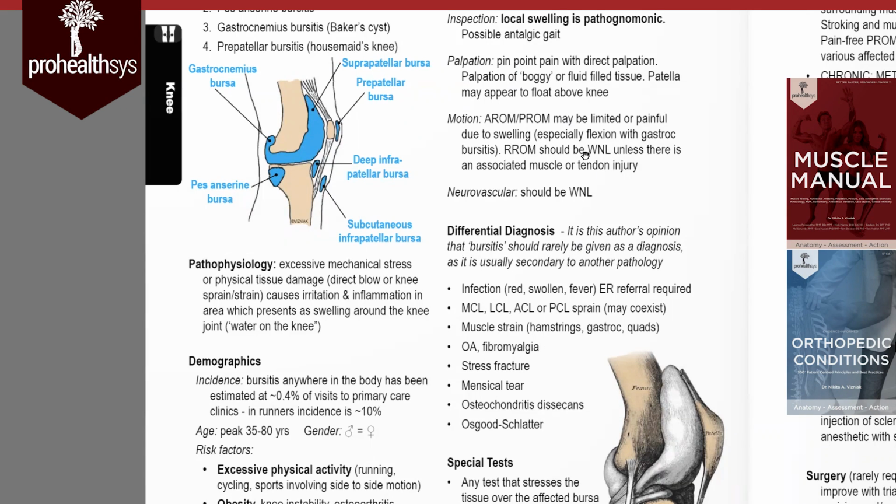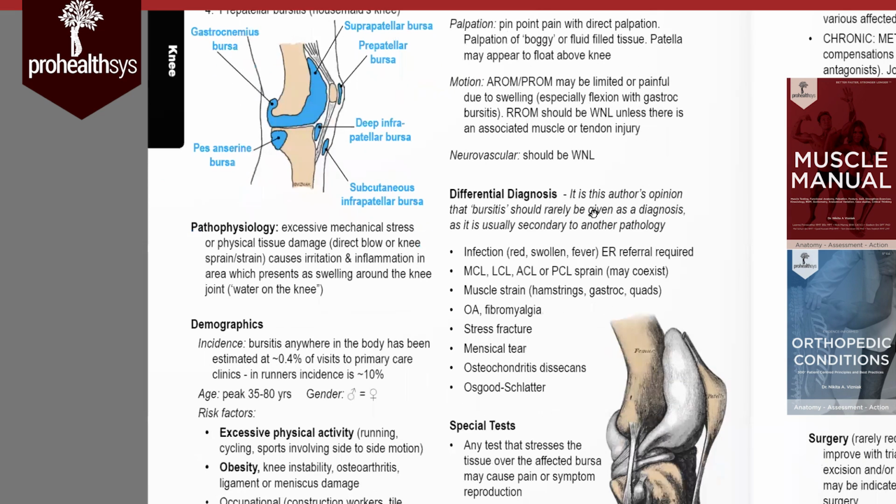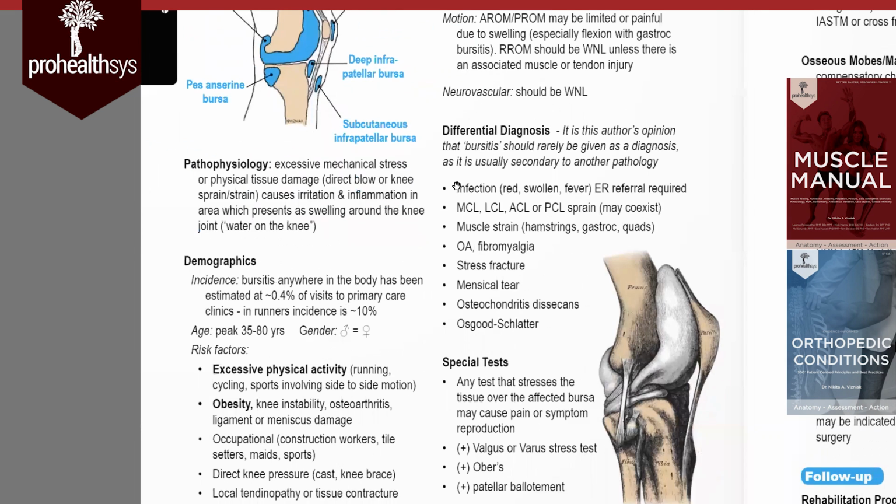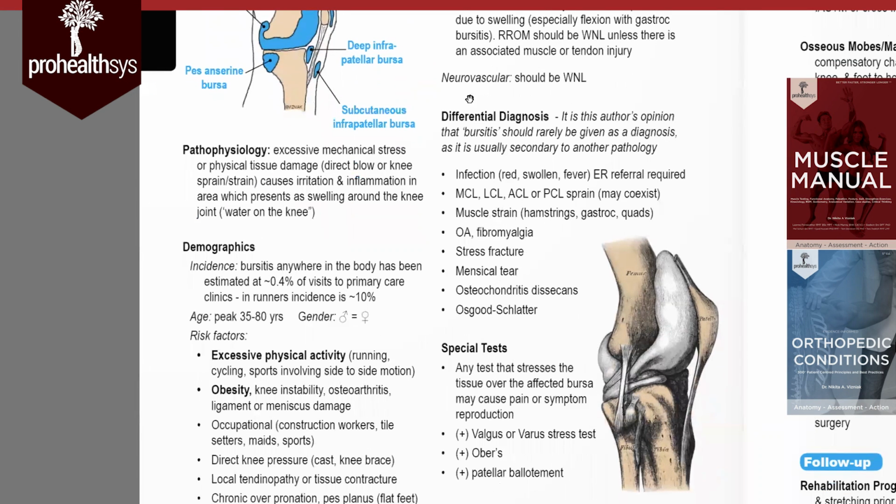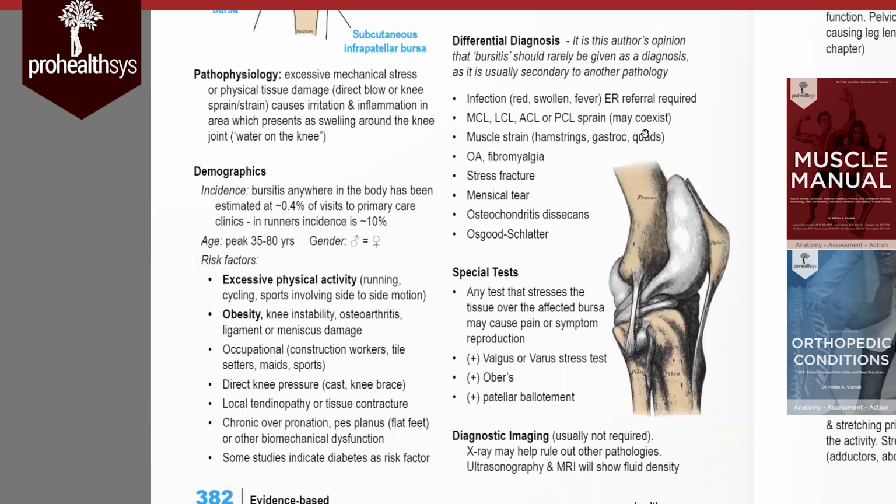Neurovascular screen should be within normal limits. It is this author's opinion that bursitis should rarely be given as a diagnosis, as it is usually secondary to another pathology. So you can look for the other pathologies. You have to rule out infection, absolutely. So look for that swelling, that redness, puncture wounds. Maybe they have a fever, they're not feeling very well, rapidly progressive, not really following an injury type pathway. Ligamentous ruptures, you can look at our videos on that, or you know well enough how to figure that out. Muscle strain, fibromyalgia. I'm kind of grasping at straws with the fibromyalgia.